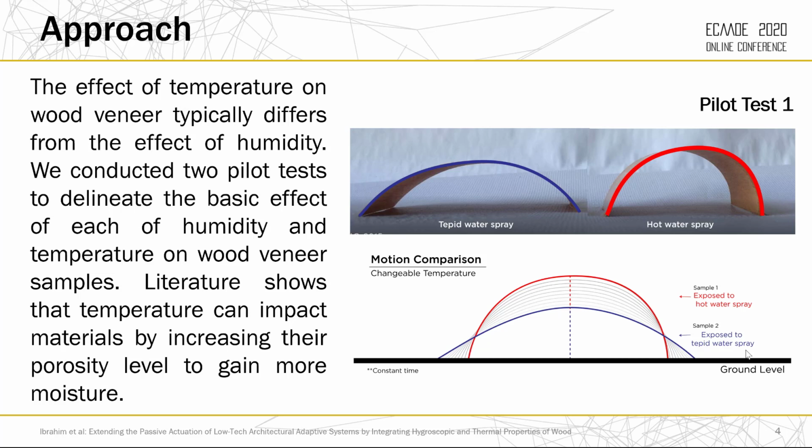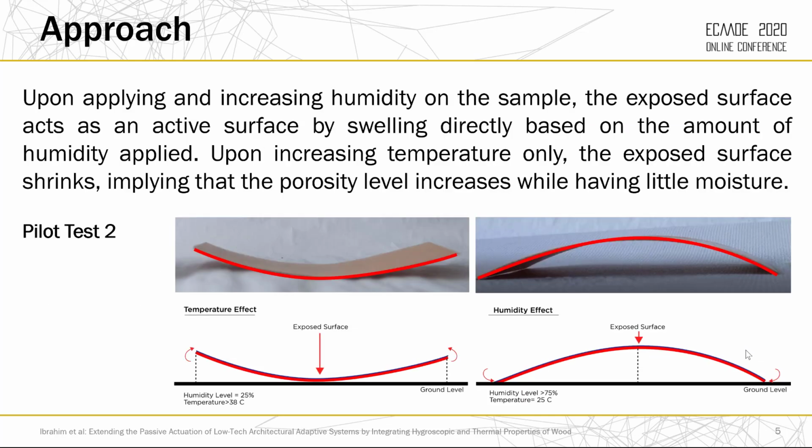Typically, the literature shows that temperature can impact materials by increasing their porosity level to gain more moisture. This can be conducted through either increasing ambient air temperature or by applying direct sprayed water with varying water temperature. This figure in the first pilot test shows the bending effect on a wood veneer sample upon applying both hot water spray and tepid water spray. Larger deflection was observed with the hot water sprayed sample.